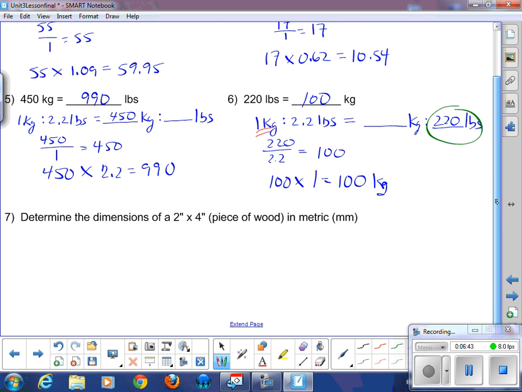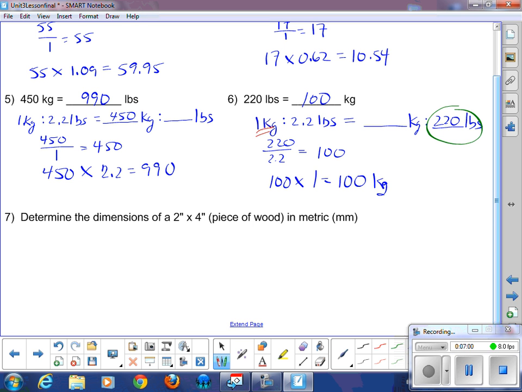Last example for the note. I want to know the dimensions of a 2x4. So many people here have heard of a 2x4. It's a common piece of wood that's used in construction. So if we want to know the actual dimensions of a 2x4, we need to do a conversion here.